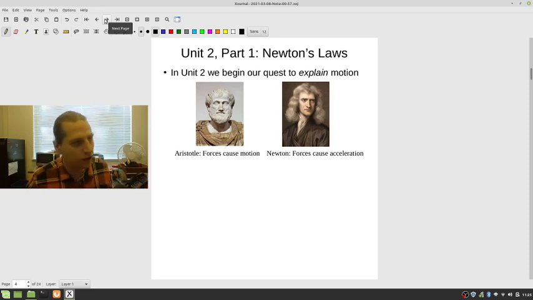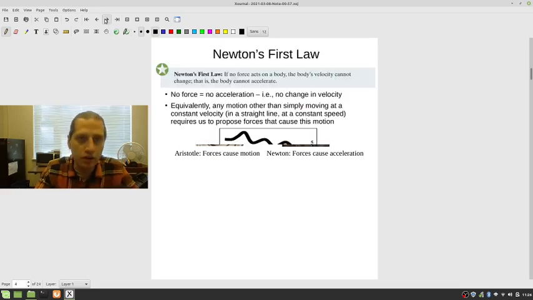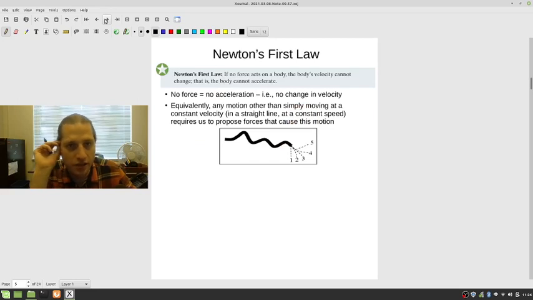Newton comes along, and this is our modern scientific understanding. He says, it's not that forces cause motion. Motion is itself natural. You don't need to explain why an object is moving. You need to explain why its state of motion is changing. Why is it accelerating? Okay, so Newton's first law says if no force acts on a body, the body's velocity cannot change. That is, the body cannot accelerate.